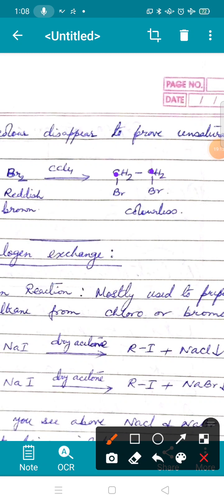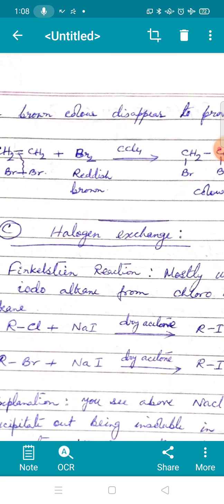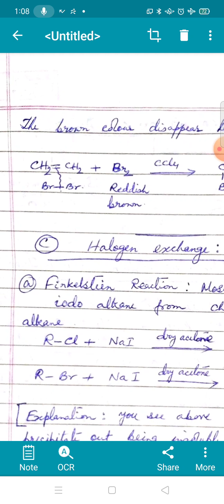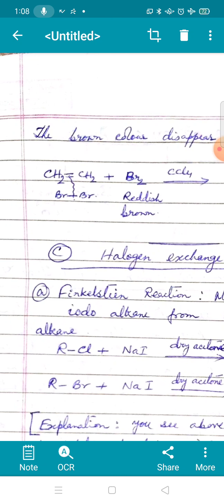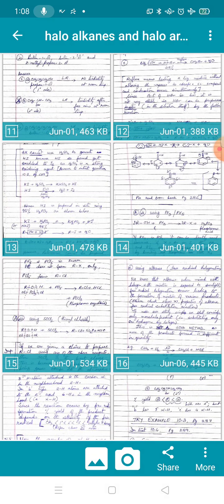And when you add bromine, this particular reaction serves as an important tool to identify unsaturation. That means to understand whether a given compound is saturated or unsaturated, we add bromine, which has a reddish brown color, in carbon tetrachloride, and if the brown color of bromine disappears, then we can understand the given compound is unsaturated. The last method is halogen exchange.